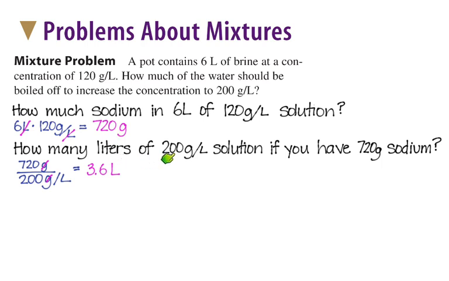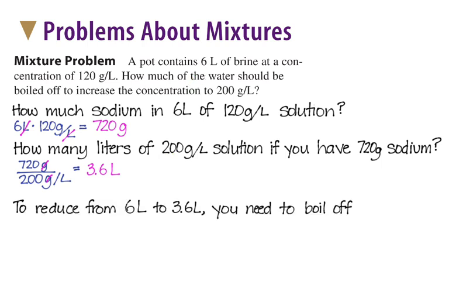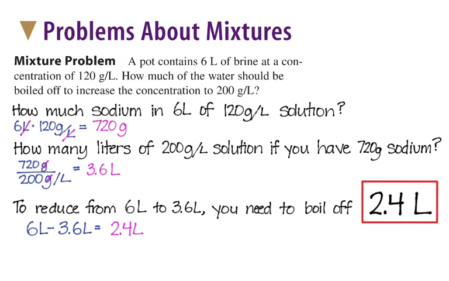But what are we starting with? We are starting with 6 liters. And if we have 6 liters and we want to boil it down to 3.6, how much would we need to boil off? Well, we just subtract. And we say, oh, you need to boil off 2.4 liters of water, and then you will have the proper concentration. So to reduce from 6 liters to 3.6 liters, you would need to boil off 2.4 liters, and then you would have a concentration of 200 grams per liter. Okay.